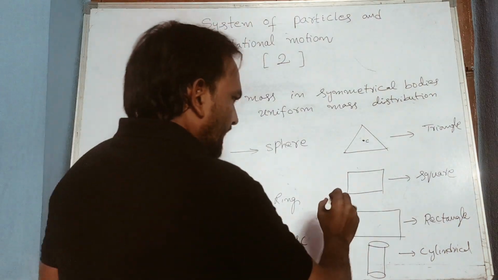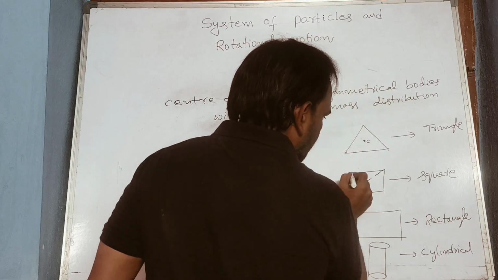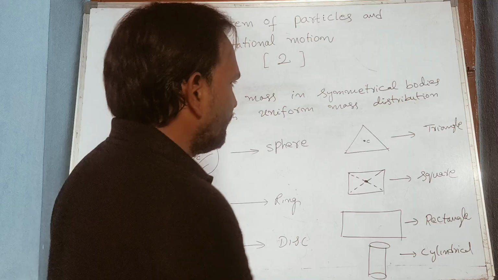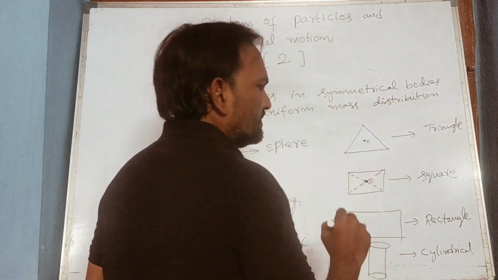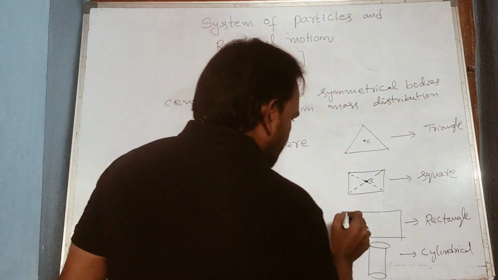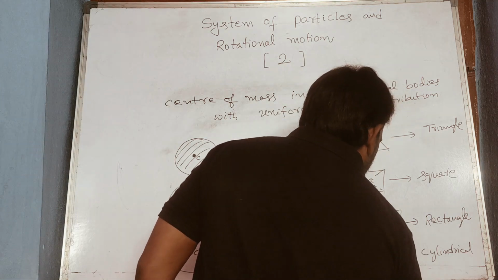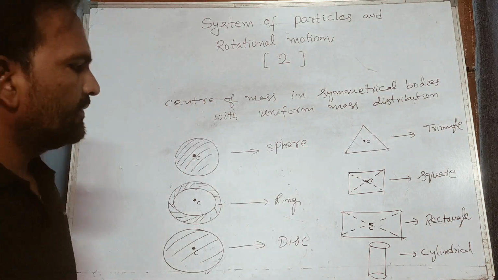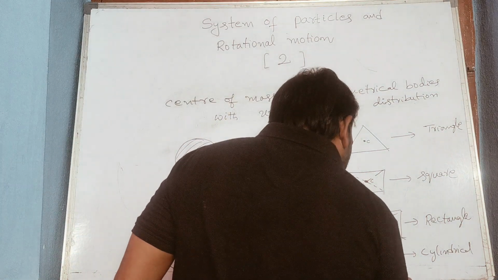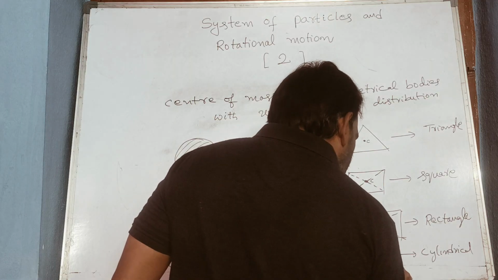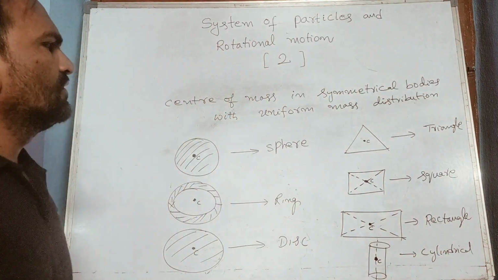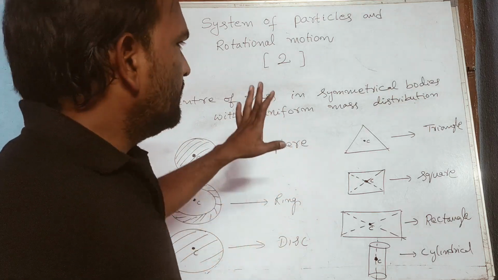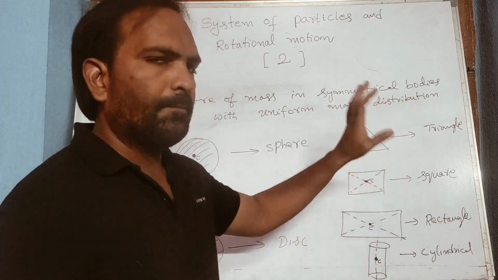Okay, and for a square, the point where the diagonals intersect is the center of mass. Here also, in a rectangle, the diagonals intersect at that point. It is the center of mass of the rectangle. And for a cylindrical shape, a point along the axis at the center is the center of mass. So you can very simply find the center of mass of symmetrical bodies.